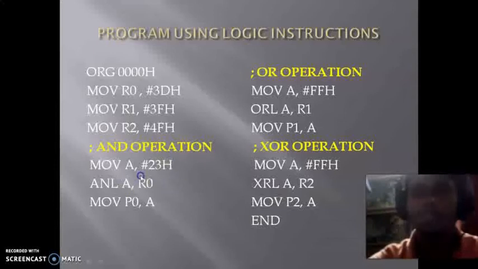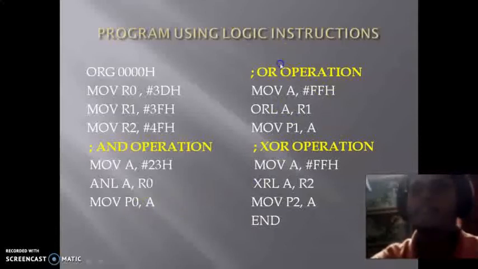So next, MOV A, #23H. That will be stored into the accumulator now, and we will perform the AND operation by using ANL A, R0. Here the R0 content is 3D, and the AND operation is done using the content of A and the content of R0, and the result will be stored into the accumulator, and we will get the effects on the flags also. Finally the result is sent to port 0, so the result can be seen from port 0.